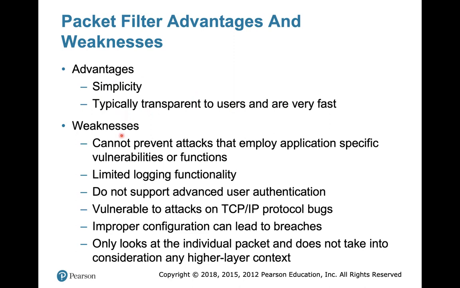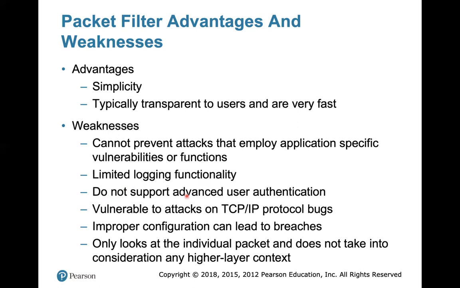But the weaknesses or shortcomings are that they cannot prevent attacks that employ application-specific vulnerabilities. So if you have a vulnerability regarding some application, for example, your HTTP protocol or your browser has some vulnerability, the packet filtering firewall cannot detect that, because it doesn't look at that level. It just looks at the information of packets. It doesn't look at the application or protocol. They're limited in logging functionality because functionalities are not being examined here. Again, they just look at the packets that are being transmitted toward and into the network.